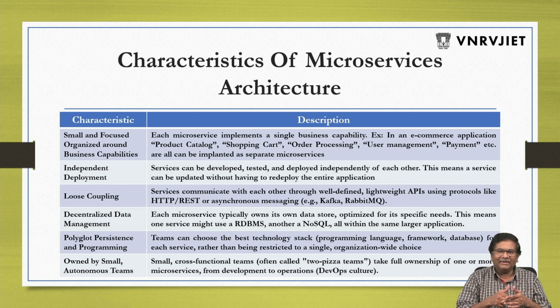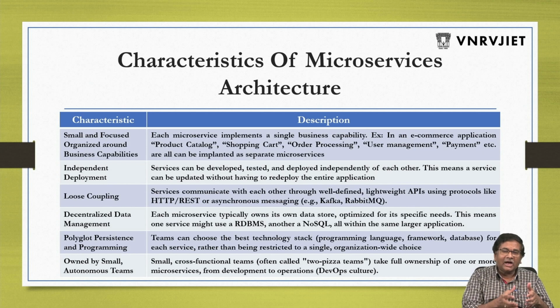Polyglot persistence and programming. Teams can choose their best technology stack. Same with the client server, but here also more granular, right? For each component you can choose your own technology. So programming language, framework, database, for each server, rather than being restricted to a single organization-wide choice. So you have a lot of choices based on the need and what fits best. Again, this is very, very important in the perspective of DevOps and Agile.